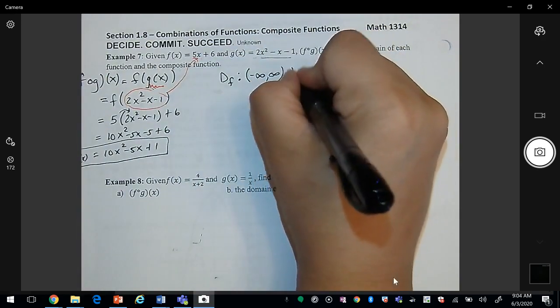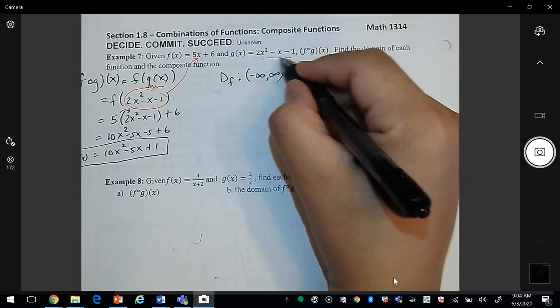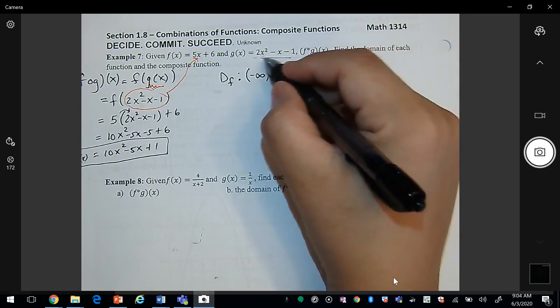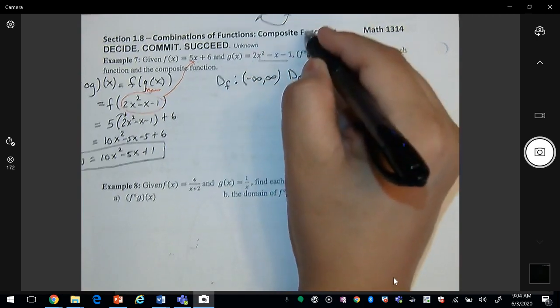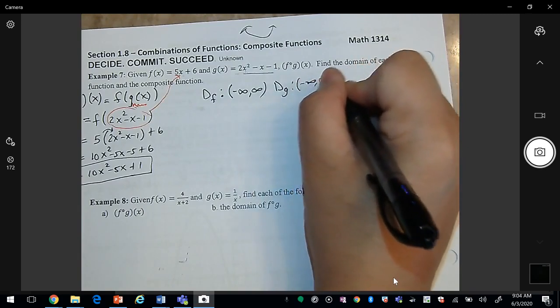And then the domain of g, is there any fractions? No. Square roots? No. Logarithms? No. This is a parabola. So it's going to open something like this. So which will use all the x values. So negative infinity to positive infinity.